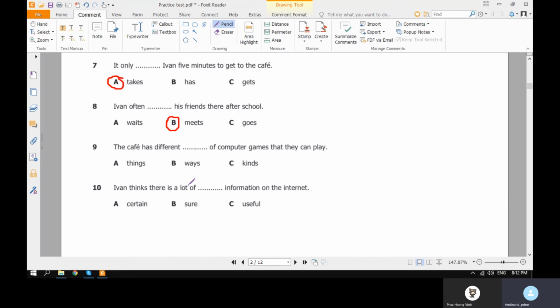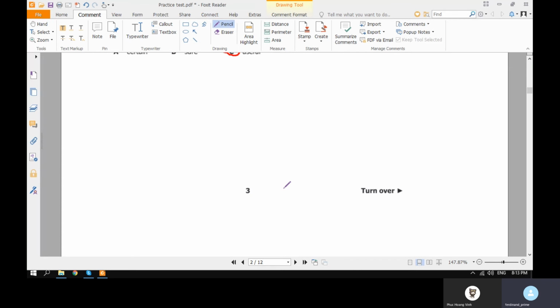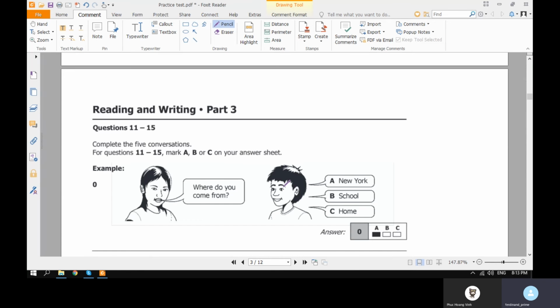And what about number 9? The cafe has different kinds of computer games that they can play. Okay, so that would be letter C, kinds. Okay, what about number 10? Ivan thinks there is a lot of useful information on the internet. Okay, and that would be letter C. Okay, now let's move on. Okay, now look at part 3 here.